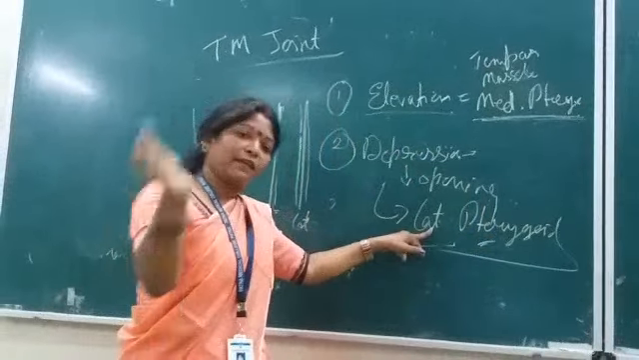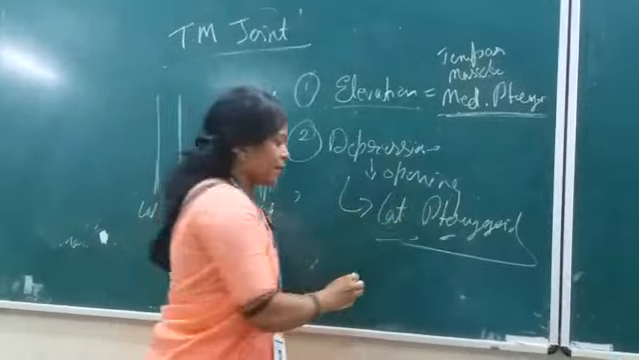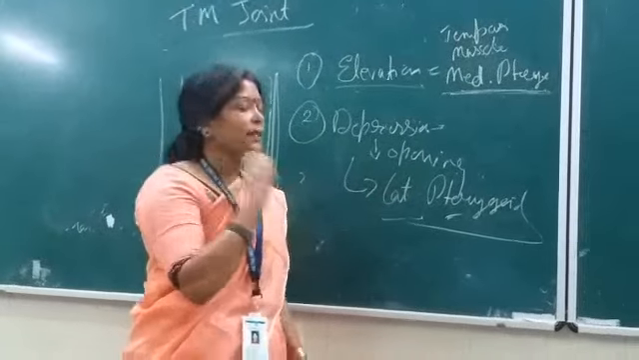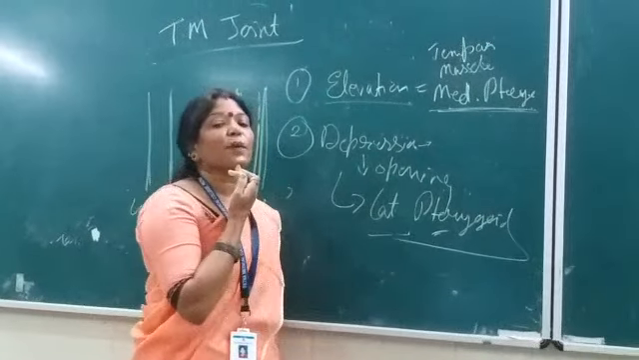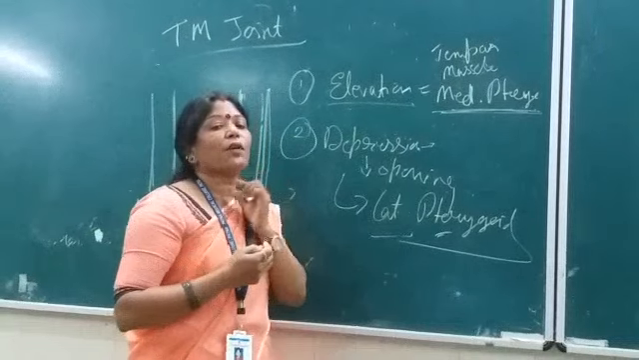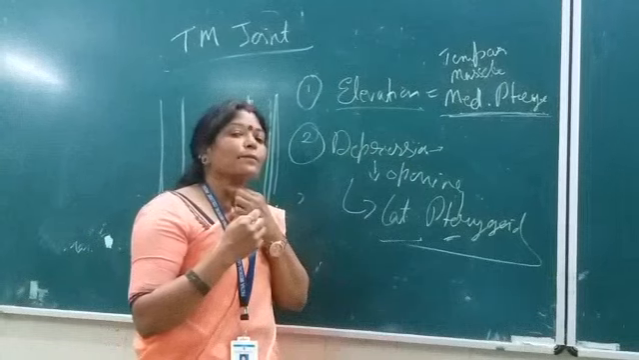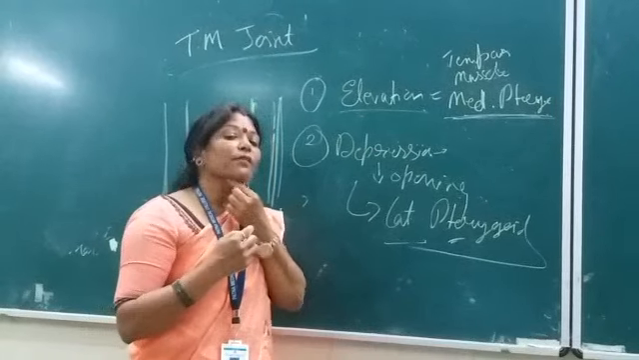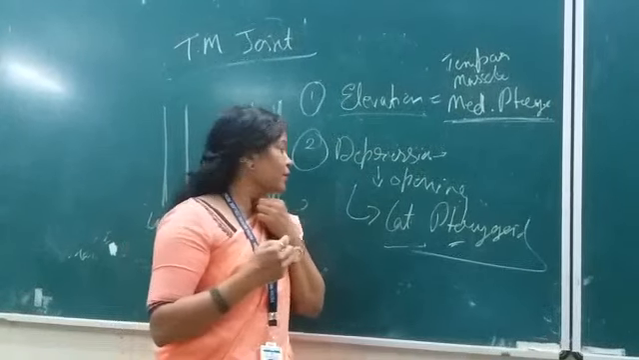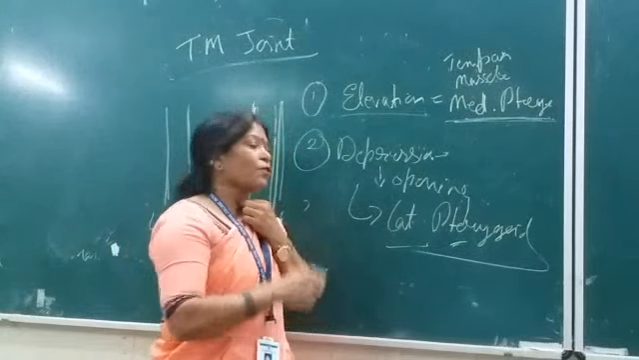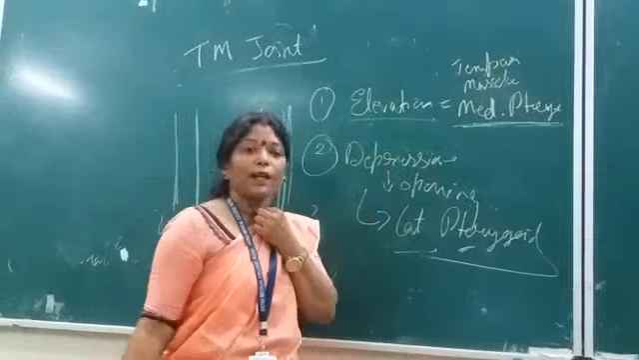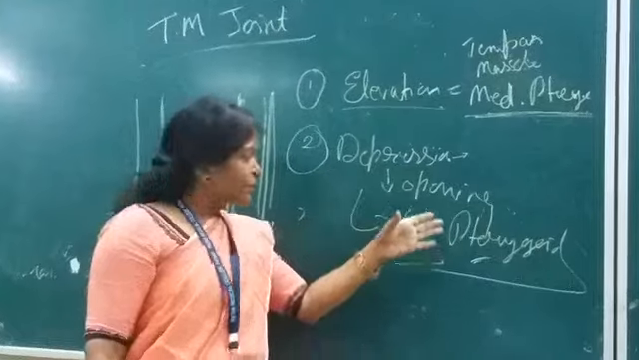It is assisted by some accessory muscles. What will you say? Geniohyoid. The genial tubercle is here and the hyoid there. It will contract, and it will also depress the jaw. The anterior belly of the digastric and the mylohyoid, starting from here and inserting into the hyoid bone. So these accessory muscles also help in the depression of the jaw at the temporomandibular joint.